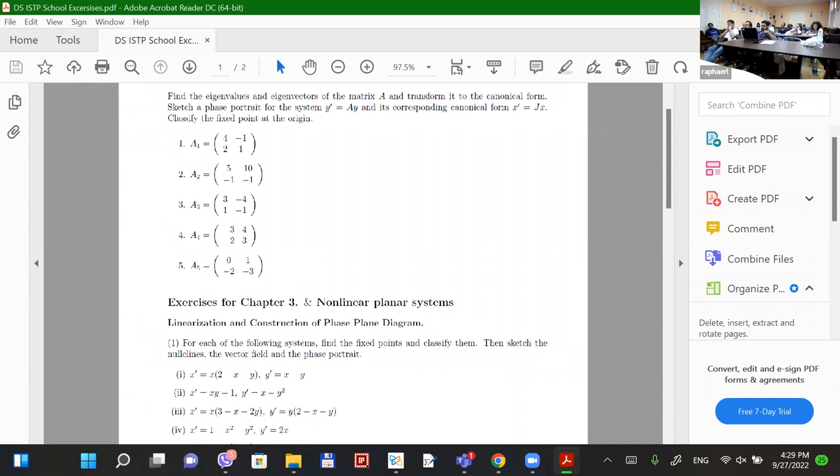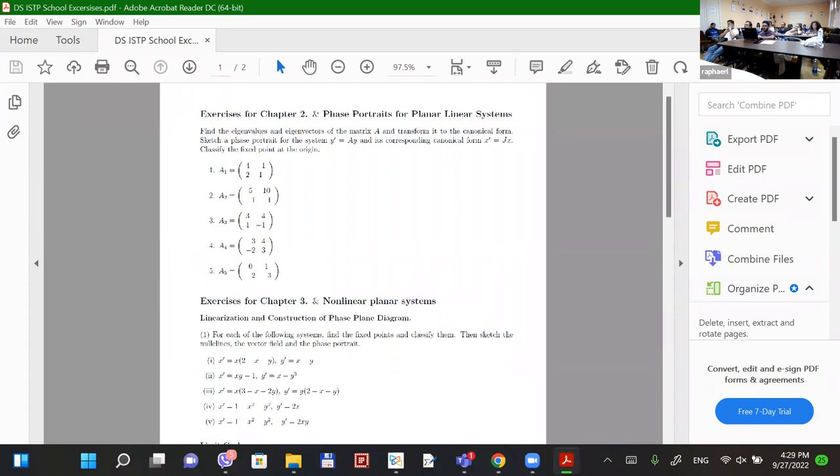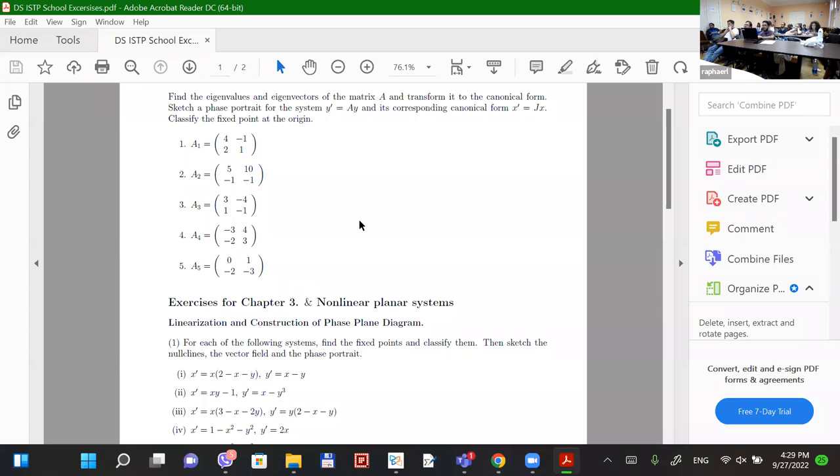I gave you here the planar systems. So find the eigenvalues, find the eigenvectors, transform the matrix to the canonical form, and sketch the phase portrait of the original system and the phase portrait of the canonical form. You can do it for homework, but let's do now just the most simple way, as shown in the last section. Just make the classification of the fixed point.